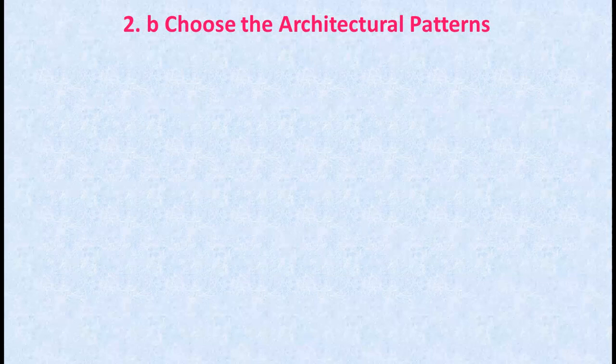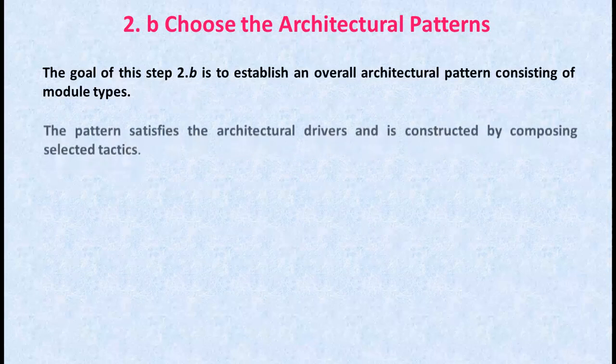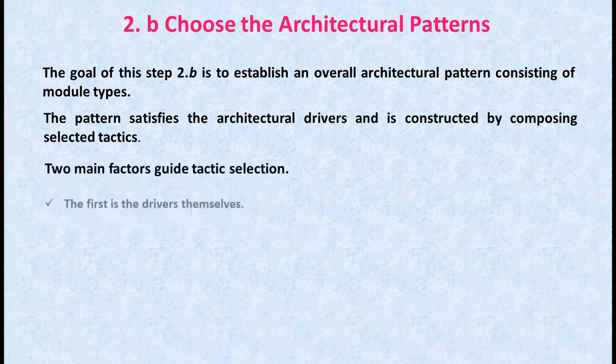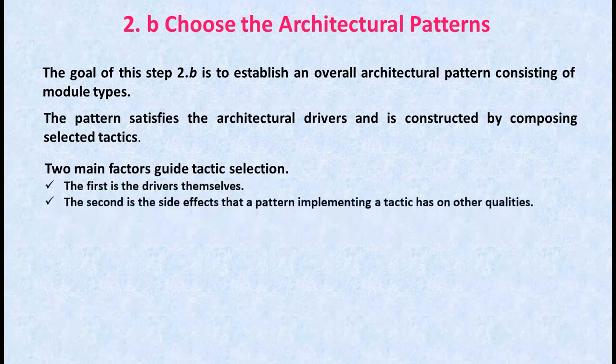So here achievement of these qualities and functional requirements is analyzed during the refinement step. So here the goal of this step 2B is to establish an overall architectural pattern consisting of module types, and the pattern satisfies the architectural drivers and is constructed by composing the selected tactics. So here the two main factors which guide the tactics are, the first is the drivers themselves and the second is the side effect that the pattern implementing a tactic has on other qualities.